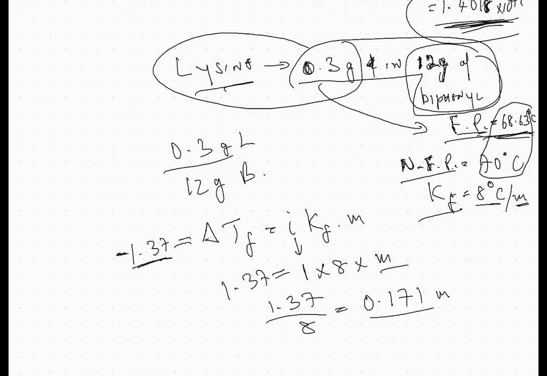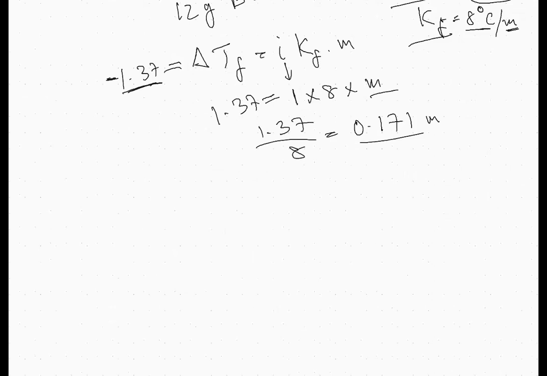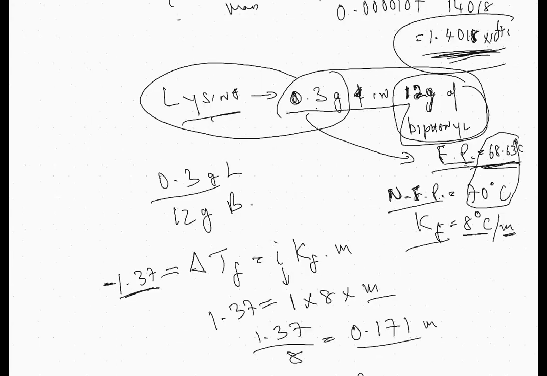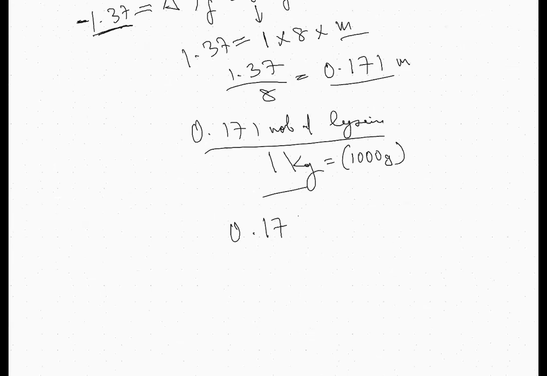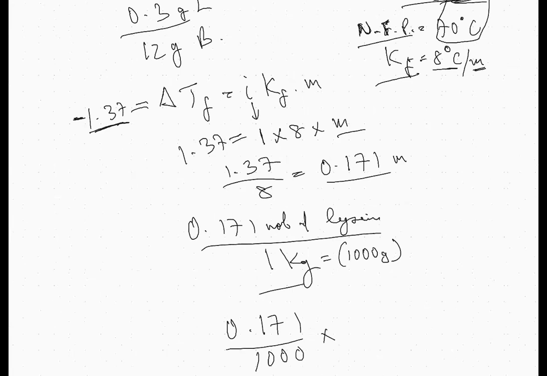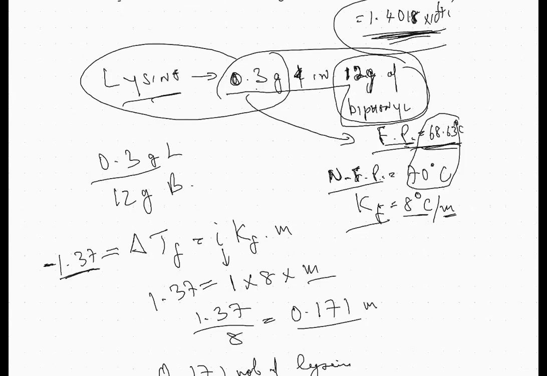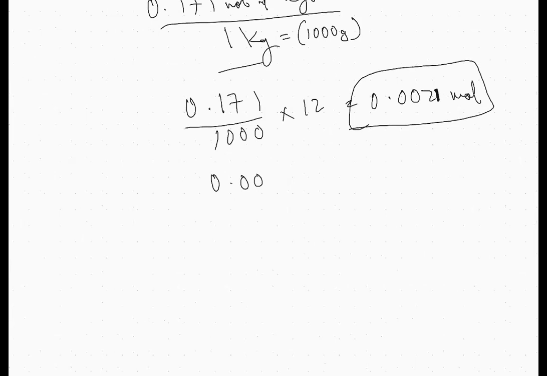Now, what this 0.171 means is 0.171 moles of lysine in 1 kg, or we can make it 1000 grams. Okay, 1 kg, that's what it means. But what we had was 0.3 grams in 12. So let us do the same thing. 0.171 in 1000 grams, times, we have for 12 grams, what would have happened? So 0.171 divided by 1000 times 12. 0.0021 moles. So that number of moles was in 0.3 grams, right? 0.0021 moles of lysine actually was in 0.3 grams.